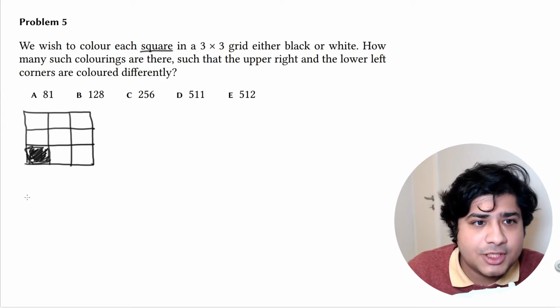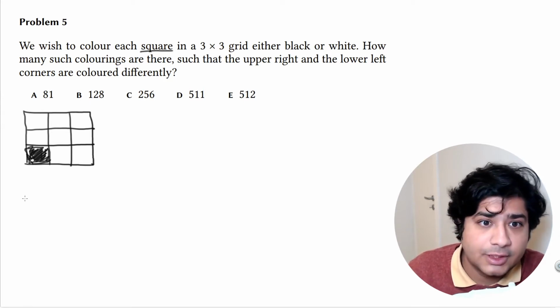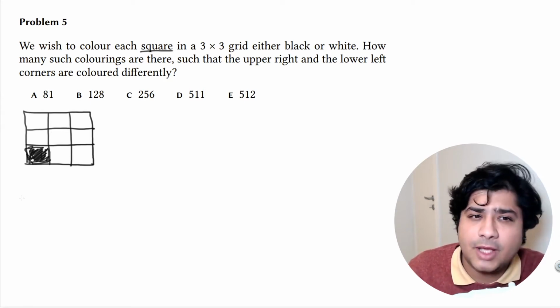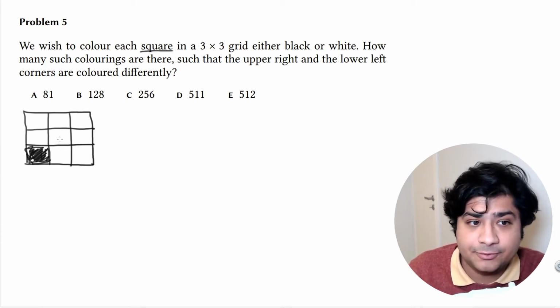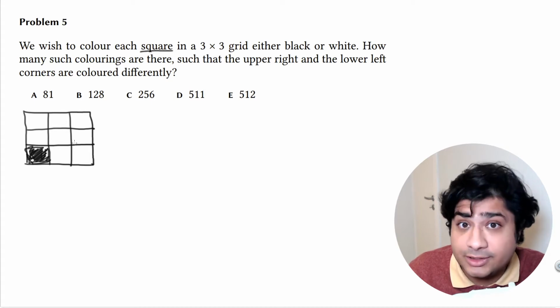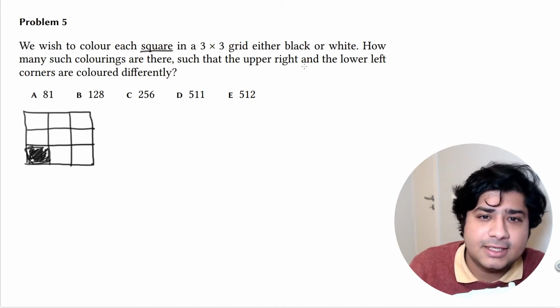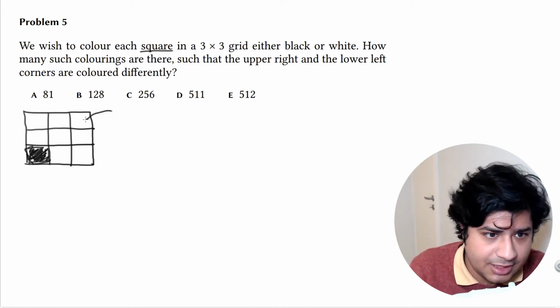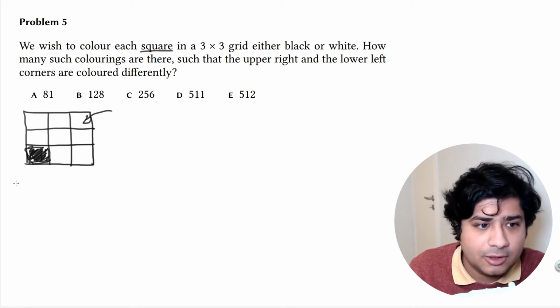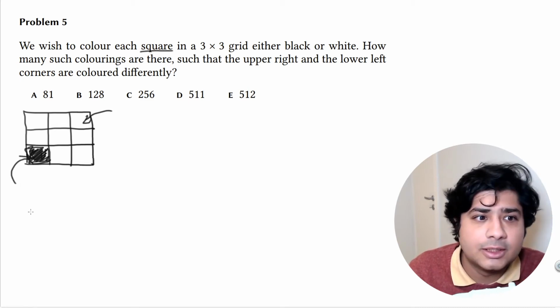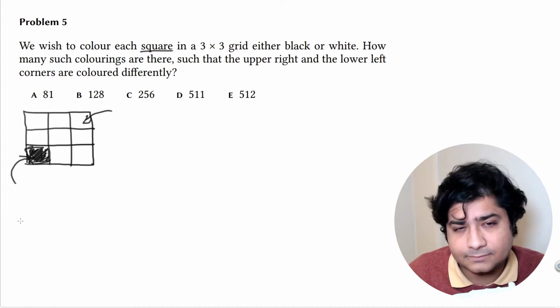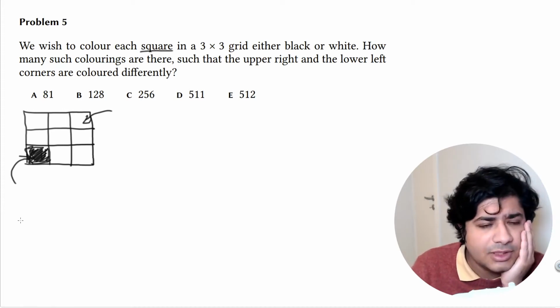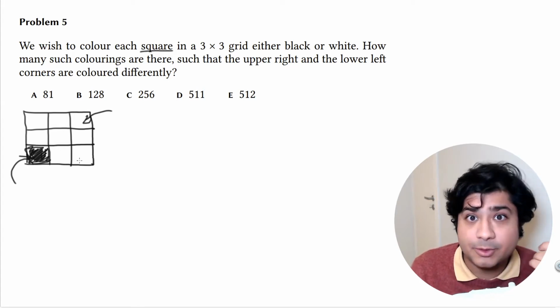How many such colorings are there? So how many different types of grids can you have where they're colored differently, such that the upper right, which is this one right here, and the lower left, which is this one right here, corners are colored differently? Okay, so I suppose this one would be one of them, right?